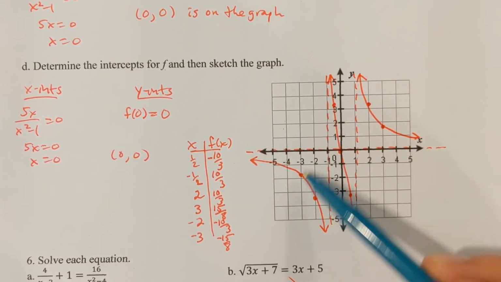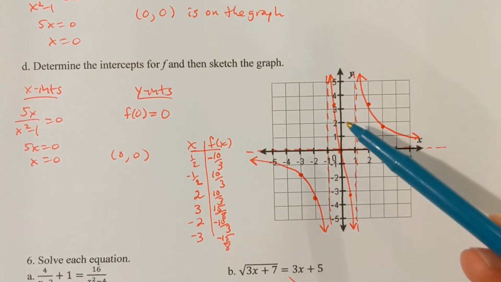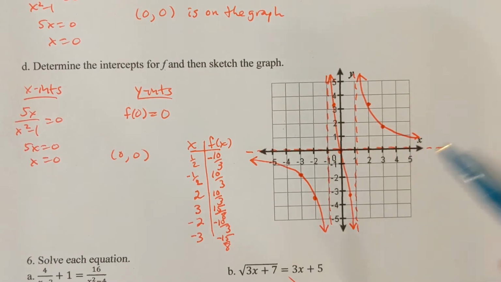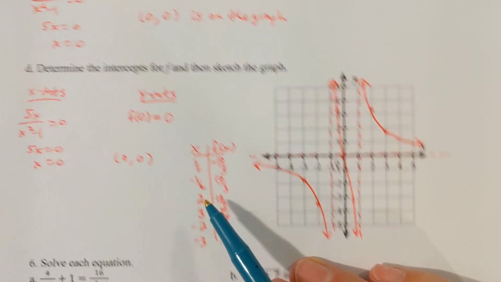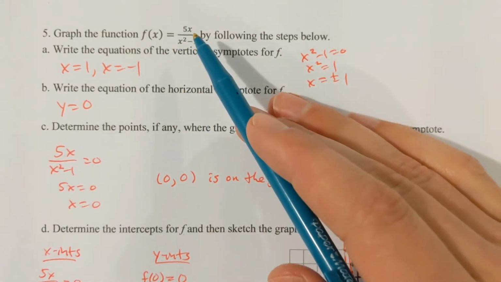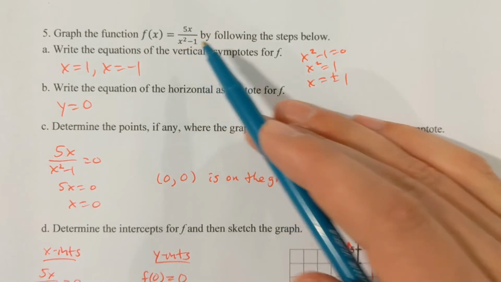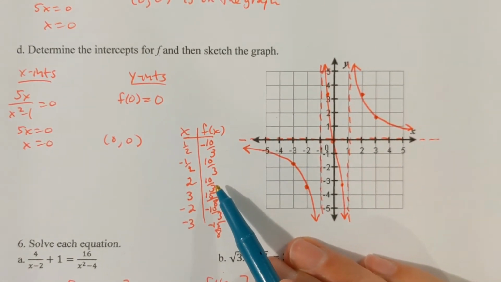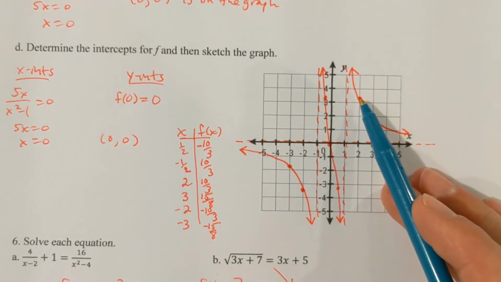Now there's a left section, a middle section, and a right section of this graph. We've got the middle section done. Let's get the right section done next. So if I continue this table here, if x is 2 and we plug that into the function, 5 times 2 is 10. We're dividing by 3, so 10 thirds would be coming out of that. Here's 2, 10 thirds, that point there.